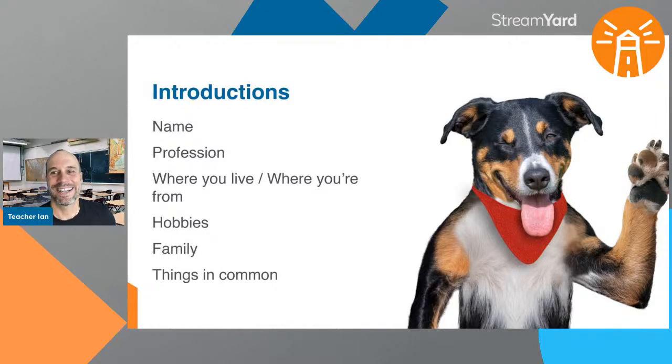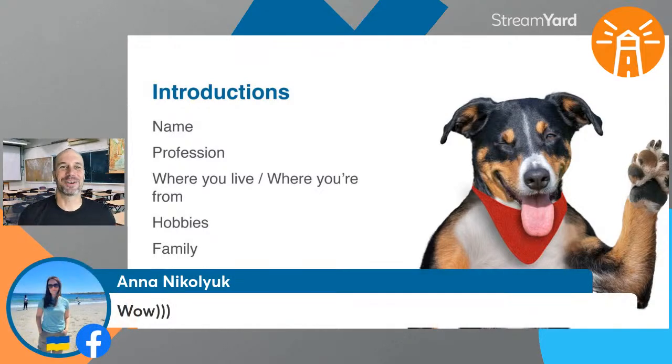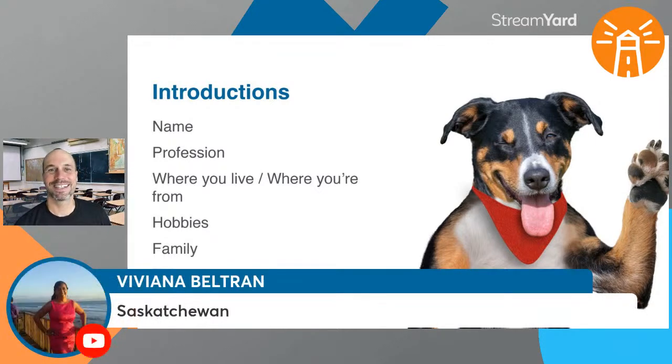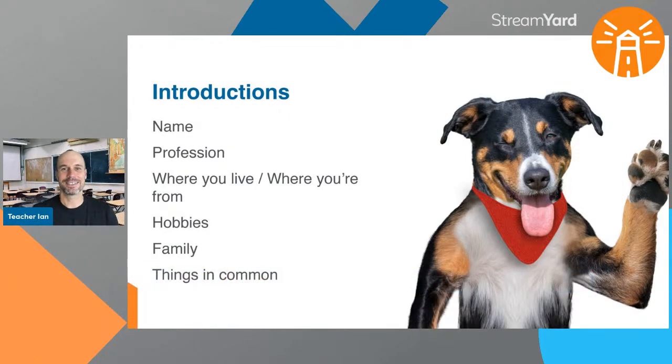Wow. Anna says, wow. What part? The 7 kids part? Hey, Viviana, welcome to the lesson. Saskatchewan. Yeah, so that was the first listening. You got the spelling. Good work, Viviana. One more time. Let's listen to this one. Number 2, once again.